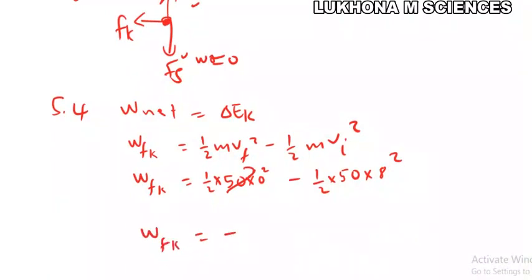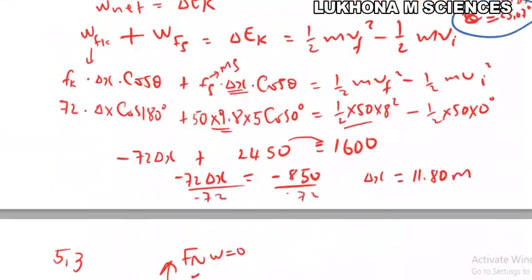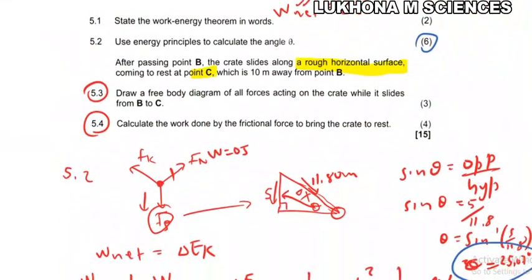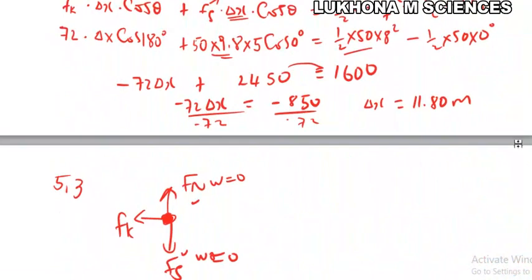Then we get work done by friction, which is equal to negative, then we press calculator, 0.5 times 50 times 8 square, which gives 1600 joules. That negative tells us that the system, the crate, loses energy. So this is a scalar quantity, which means we have no direction. Then we are done with this question. Let's go to question number 6.